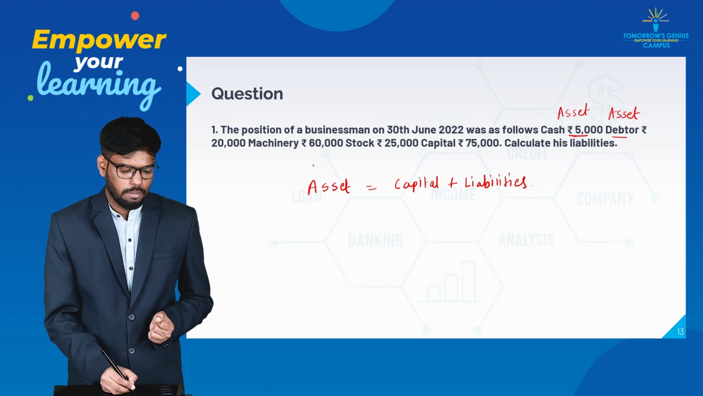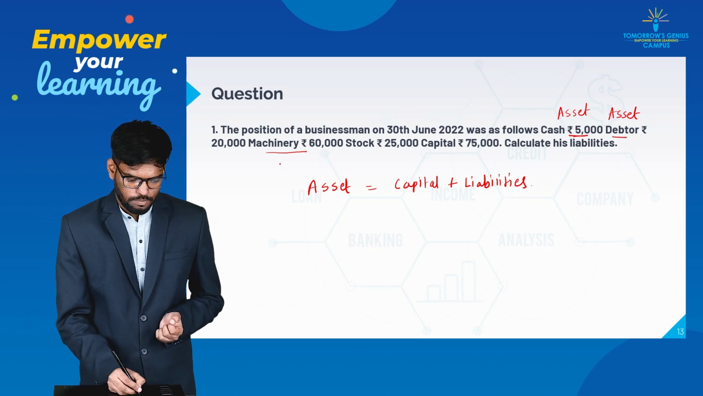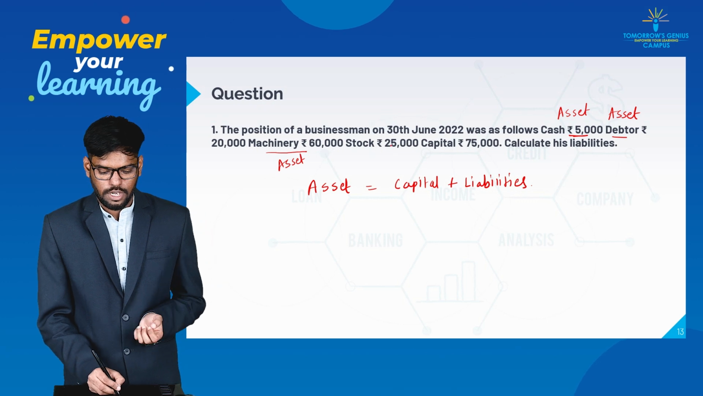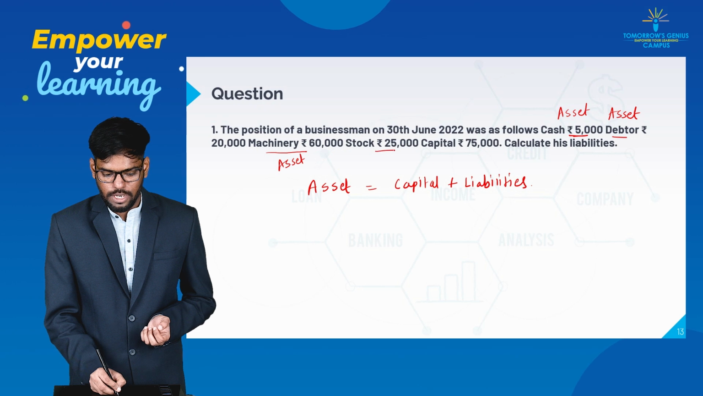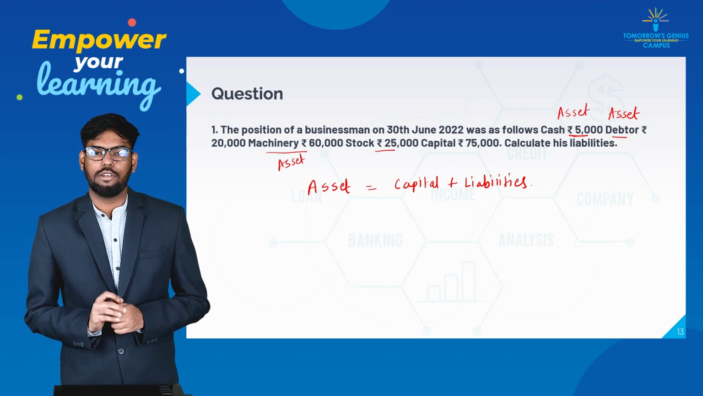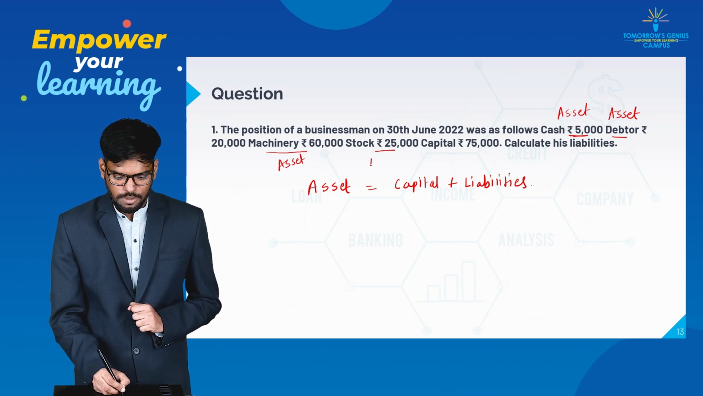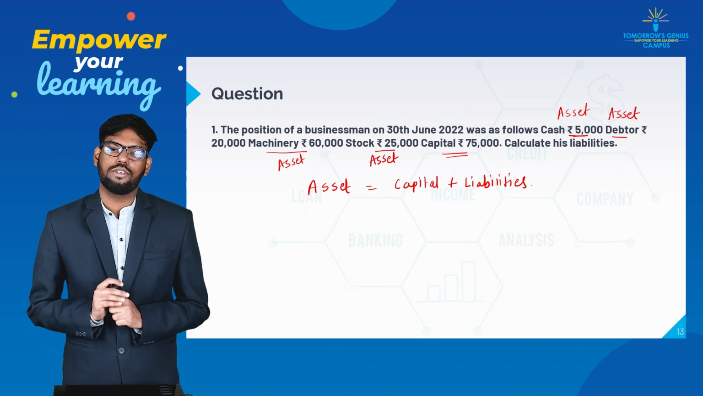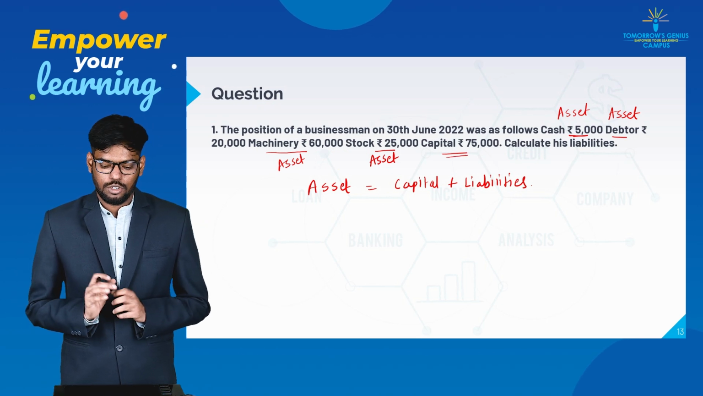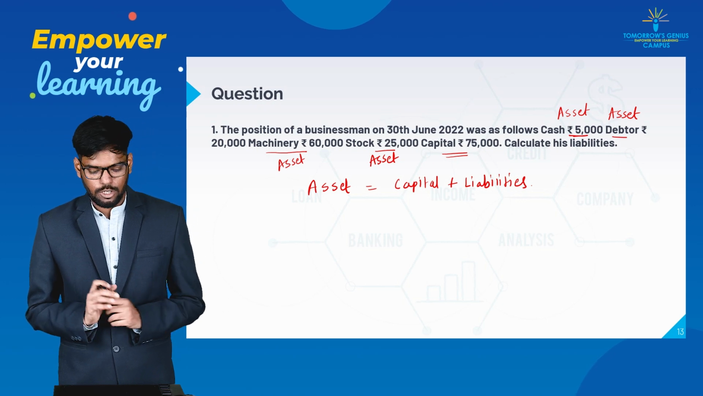Then we have machinery of rupees 60,000. So machinery is also an asset. Then stock of rupees 25,000. See, we have a stock of rupees 25,000. So that stock is also your asset, right? And capital of rupees 75,000 is there. So what do we have to calculate here? We have to calculate liability, right? So we can calculate liability.